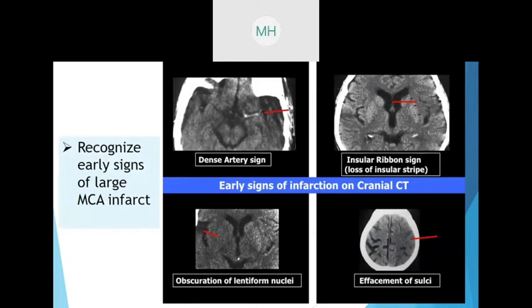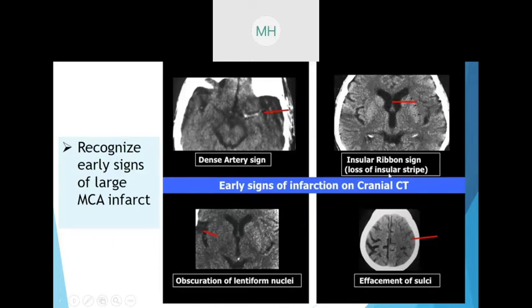So thank you, Prof. We know that the MCA territory is a commonly affected territory in acute ischemic stroke. So we have to know how to recognize the early signs of a large MCA infarct. You can see here, this is a hyperdense artery sign. This can be visualized as early as 1 hour from onset. So this indicates a large MCA infarct going on.